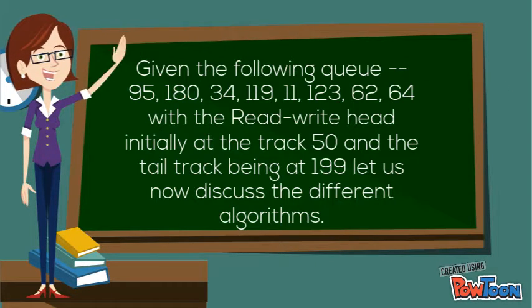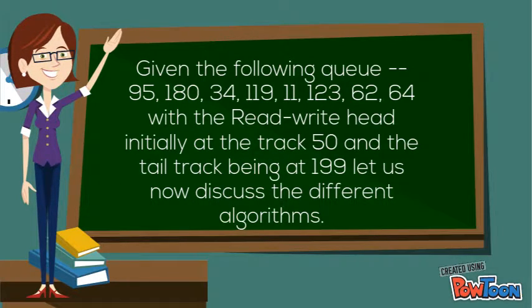Example: given the following queue, 95, 180, 34, 119, 11, 123, 62, 64 with the read-write head initially at track 50 and the tail track being at 199. Let us now discuss the different algorithms.